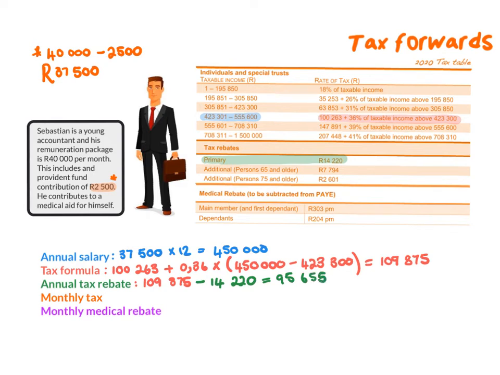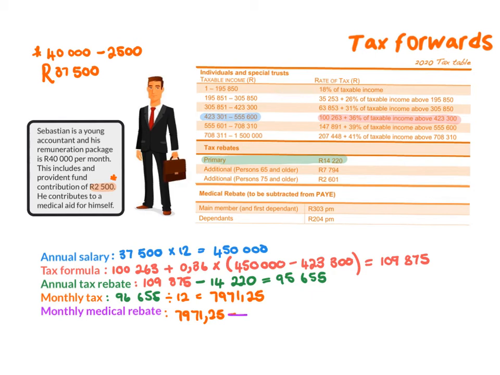95,655. My next step before I can take away his medical rebate is to find out what his monthly tax is. So we have to take the previous amount and divide it by 12 again. And that will give us an amount of, we write here, divide by 12, an amount of 7,971 Rand and 25 cents. It says he contributes to medical aid for himself, so we only have to take away one amount of 303 Rand. So that is our last step that we have to do here.